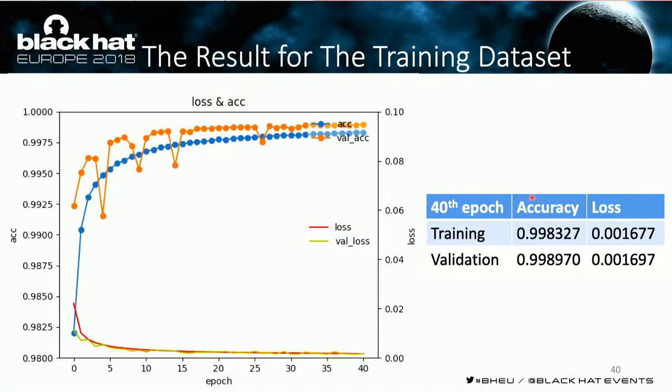It is high accuracy as well as low loss rate for both training and validation samples. This figure is automatically generated by Keras. I'm sorry, the legends are overlapping with the actual values. The blue line shows the accuracy of training samples, and the orange line shows the accuracy of the validation samples.